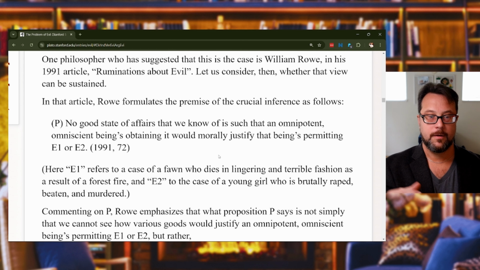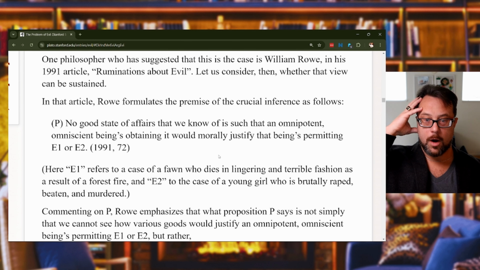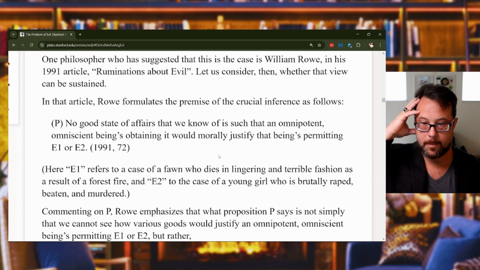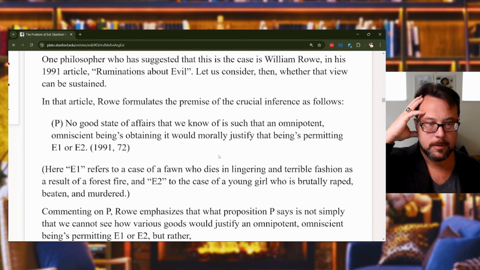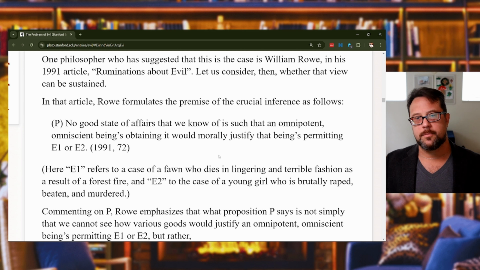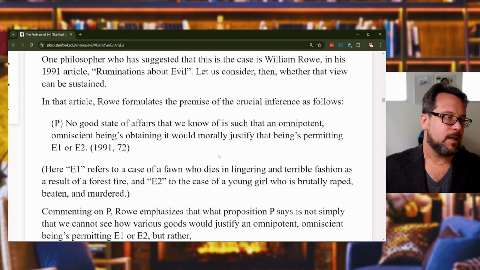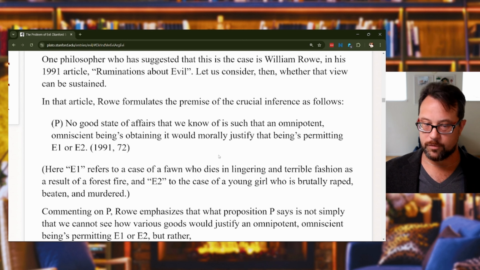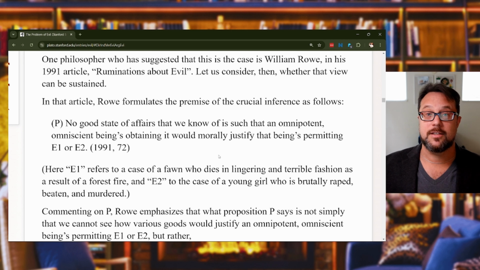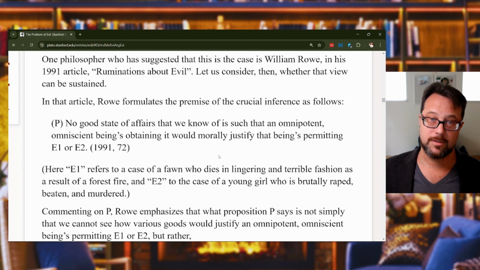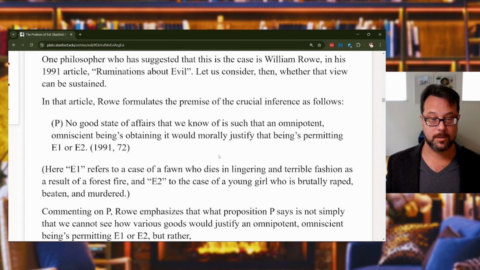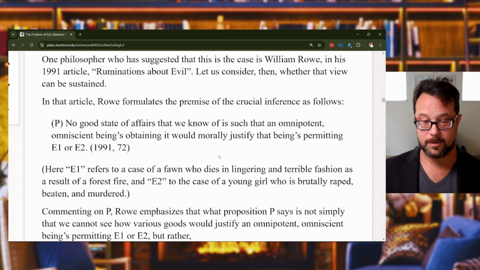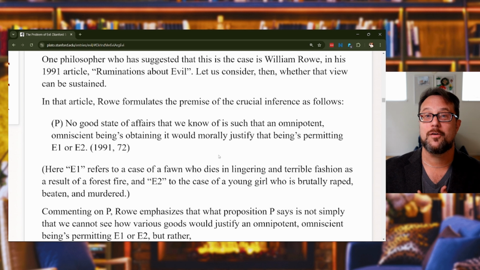So P: no good states of affairs that we know of is such that an omnipotent, omniscient being's obtaining it would morally justify that being's permitting E1 or E2. Remember, I said, well, the ecosystem, at least in that case. Now, philosophers do offer theodicies that try to explain this. Moral development. Science, obviously, to progress needs people getting cancer. Why it would need kids getting cancer is maybe a little more problematic, but we're trying to find a cure for even kids getting cancer. But then you can say, why did God allow cancer in the first place?